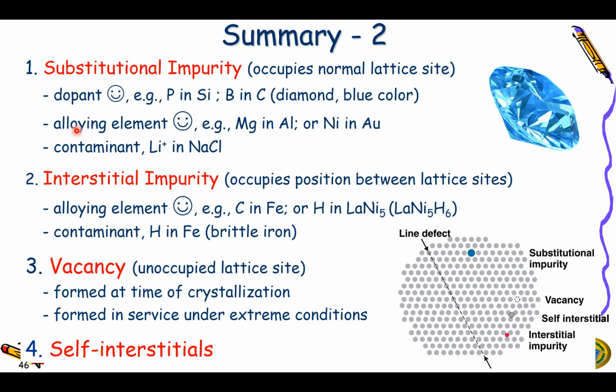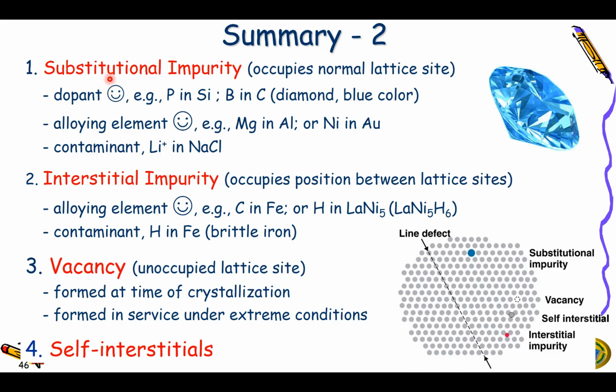Another one is if you put some kind of small atoms, you have an alloy, for example, magnesium in aluminum. This magnesium-aluminum is a kind of alloy. In Mandarin, we call 镁铝合金, right? Okay, this is good. And nickel in gold is also good. We make alloys. The bad thing is if lithium goes into sodium chloride, this is contamination. This is no good, right?